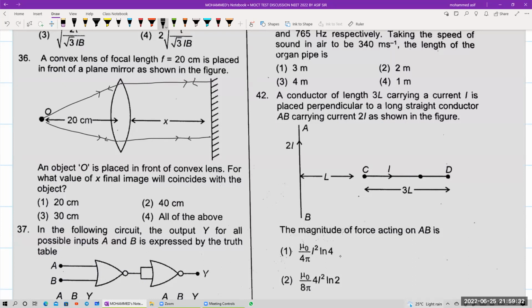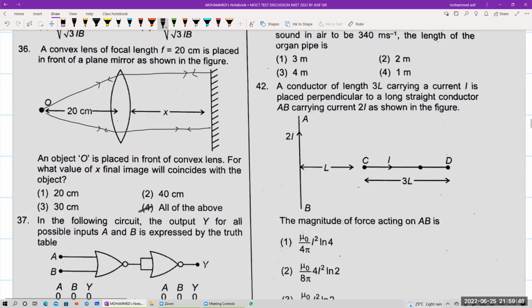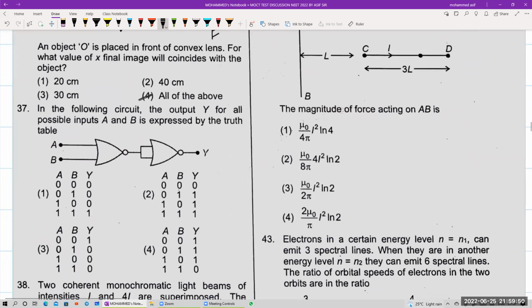An object O is being kept. See, whatever value of X you keep, beta, the rays are always parallel, isn't it? So obviously it will meet again at the focus. So all of the above must be the answer for this. Very good question, beta. Students get confused in this one. Question number 37.